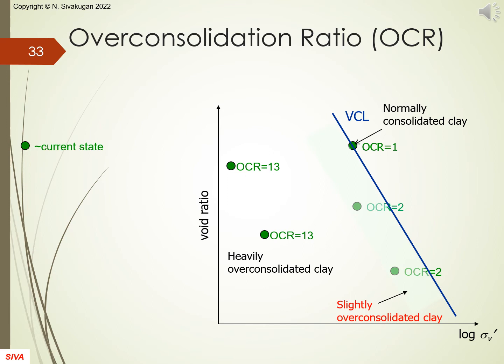If the in situ values plot on the VCL, the clay is called normally consolidated. If they plot to the left of the VCL, they are called over-consolidated. Close to the VCL, the clay is slightly over-consolidated, and far from the VCL, it is heavily over-consolidated.